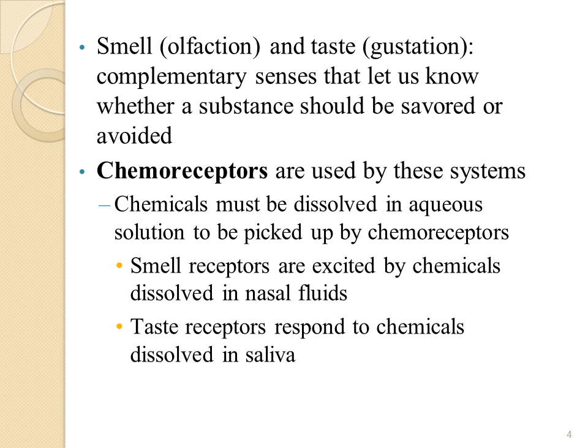Now, what is the meaning of chemoreceptor? Taste and smell depend on chemoreceptors. A chemical must be dissolved in an aqueous solution to be picked up by the chemoreceptor. So the smell receptors are excited by chemicals dissolved in the nasal fluid, while the taste receptors respond to chemicals dissolved in saliva.